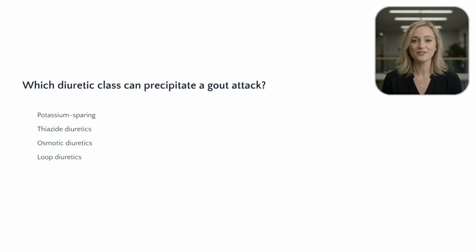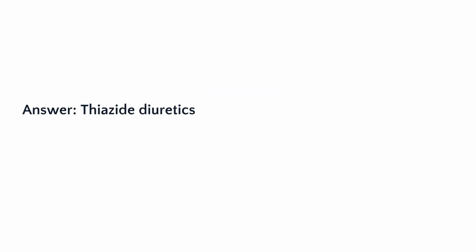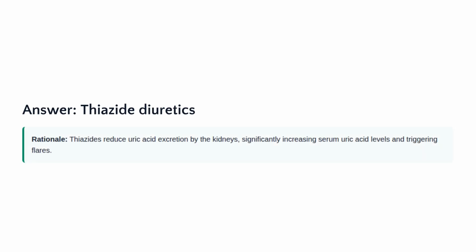Now, which diuretic class can precipitate a gout attack? The answer is thiazide diuretics. Thiazides reduce uric acid excretion by the kidneys, significantly increasing serum uric acid levels and triggering gout flares.